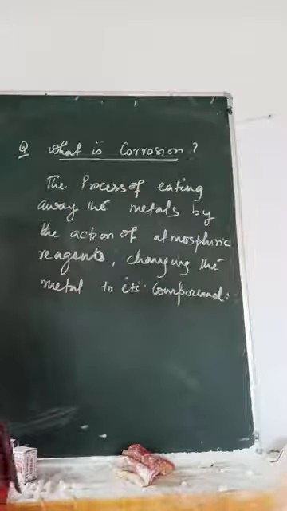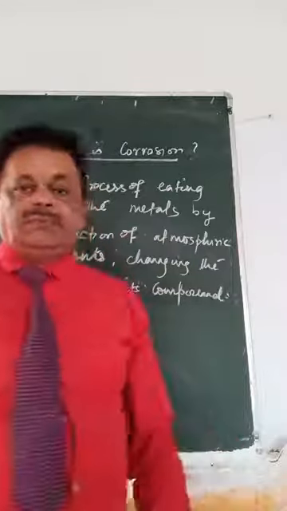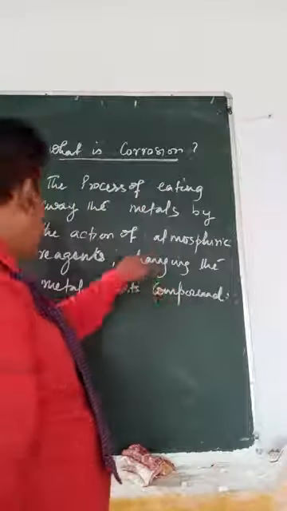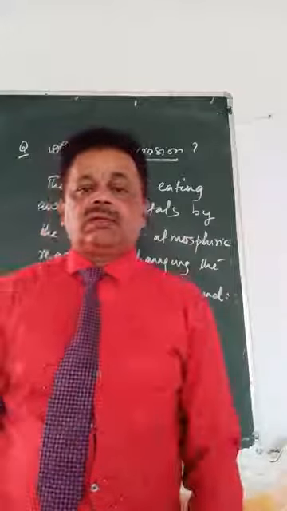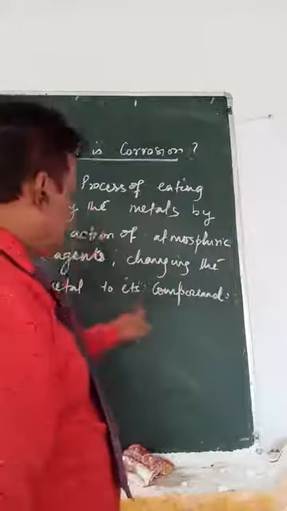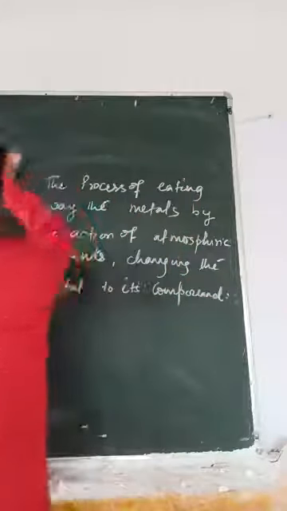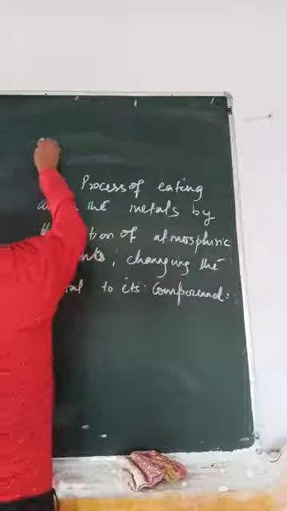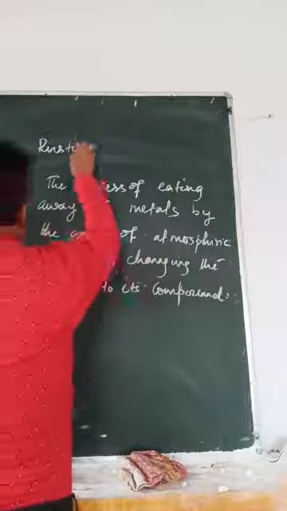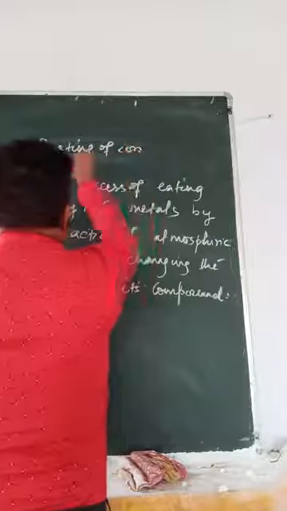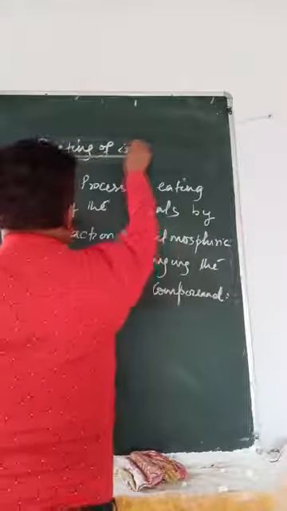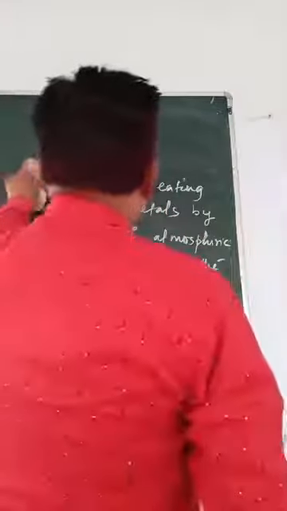So we will give one example. That means the metal reacts with an atmospheric reagent, which could be water or moisture, so that the metal becomes a compound. We can give one example of this: the rusting of iron. That is the best example we can give here. So what is the rusting of iron?